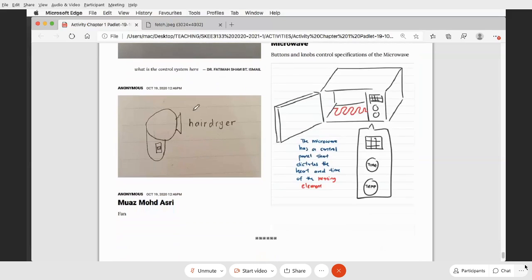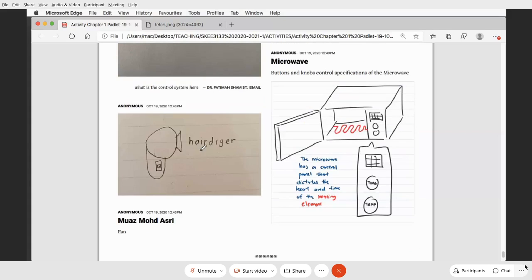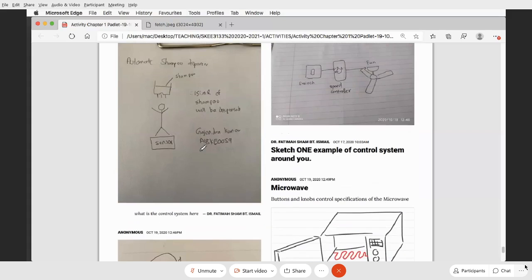Hair dryer, what is a hair dryer? Some hair dryers may be open loop, where you just close the switch and it turns on. But if you have a hair dryer that measures the current temperature of the airflow, that becomes closed loop. It depends on you. Okay.